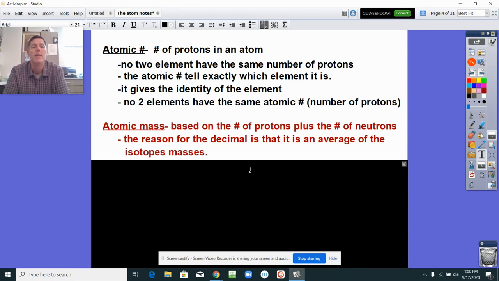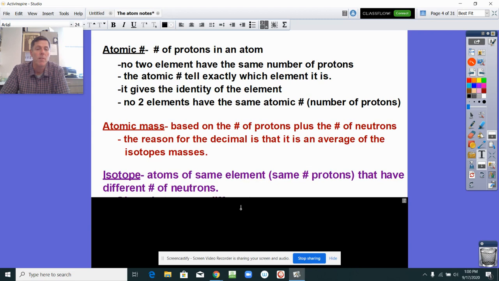Okay, same thing. It's going to be based on what's called isotopes. And that's why that has a decimal. We're going to see that more in a second. But first of all, I need you to copy down some stuff. Isotope. These are atoms of the same element. Once again, same number of protons, but they have different numbers of neutrons.